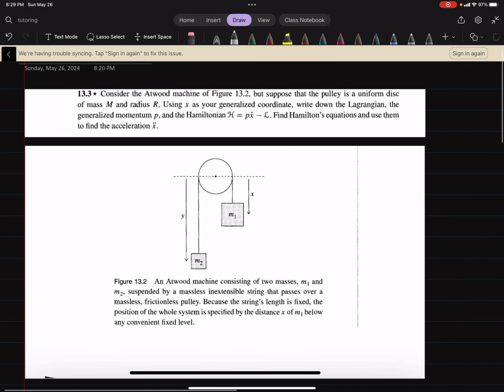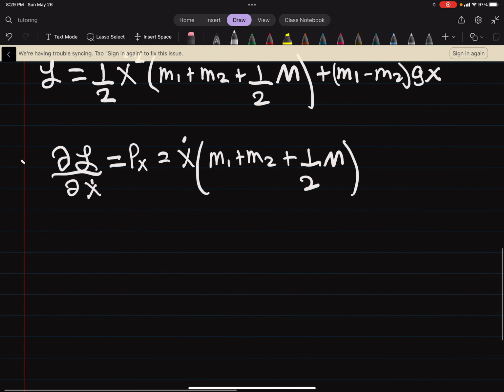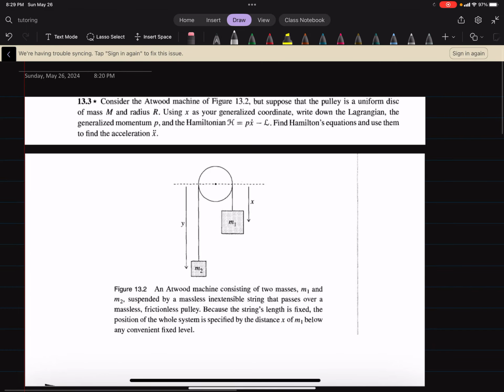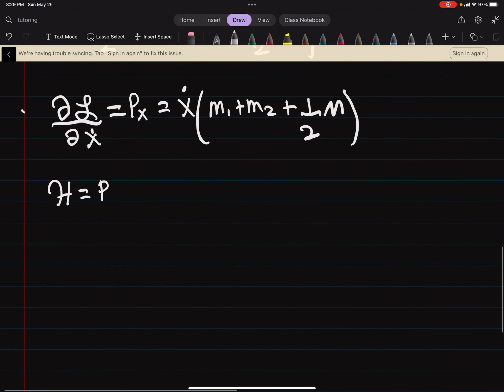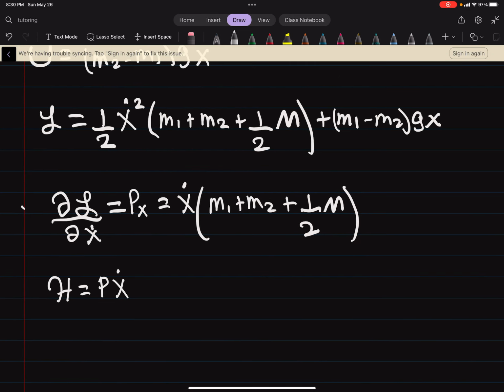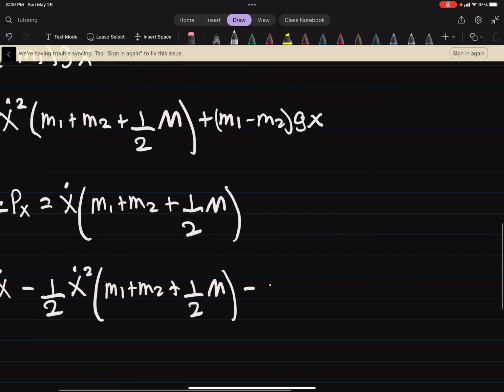We just have to take the partial derivative, and now we need to find the Hamiltonian, and that's pretty straightforward. It's just px dot minus L, px x dot, and then our Lagrangian we already have, right? So that would just be minus 1/2 x dot squared times m1 plus m2 plus 1/2 M, minus gx m1 minus m2.